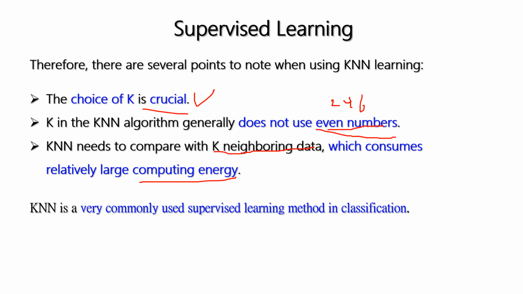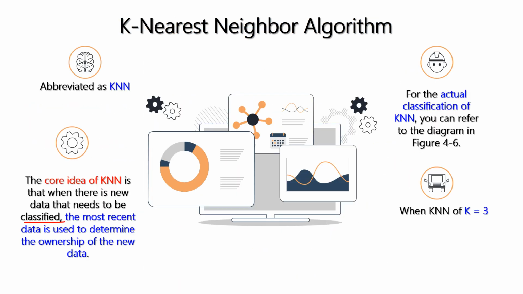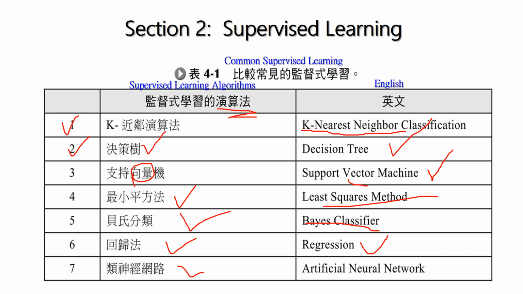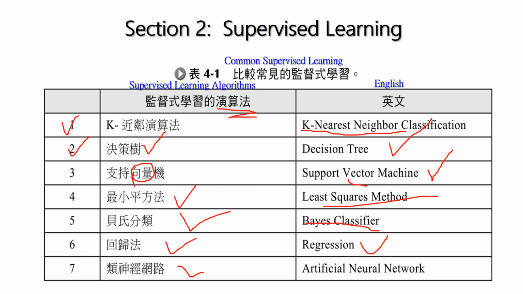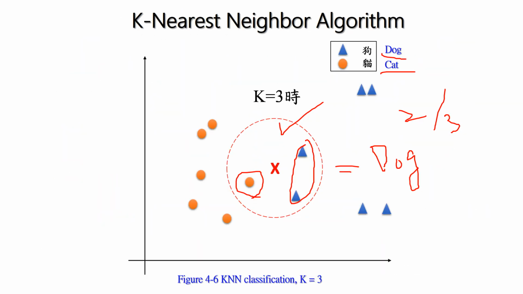KNN is a very commonly used supervised learning method in classification. And remember they have the 4 methods, on this page right here: prediction, association, clustering. Association is about classification. The last one is anomaly detection. Let's go back here.